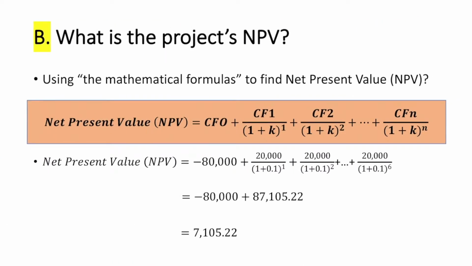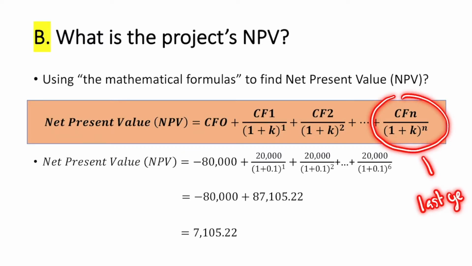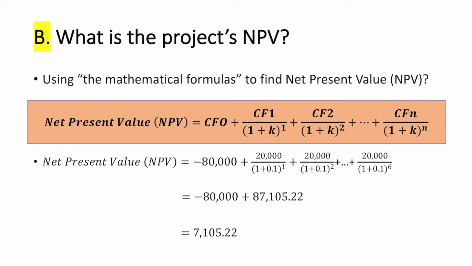Let's move to the second question. What is the project net present value? By using the mathematical formula following this picture, the net present value is the cash flow out plus the cash flow in year 1 divided by 1 plus the discount rate, that is K, and all of it plus the cash flow in the second year divided by 1 plus the discount rate. Do the same process until the last year like this picture, so we calculate NPV by cash flow out $80,000 plus cash flow in first year $20,000 divided by 1 plus discount rate 0.1 and power by time in first year.